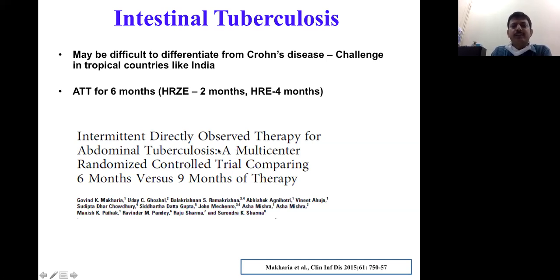And they have looked at close to 200 patients in this randomized study. What they found was that the 6-month therapy was as effective as 9-month therapy. And this was DOTS, thrice weekly therapy. So therefore, for our patients with TB, we give them 6 months of ATT.